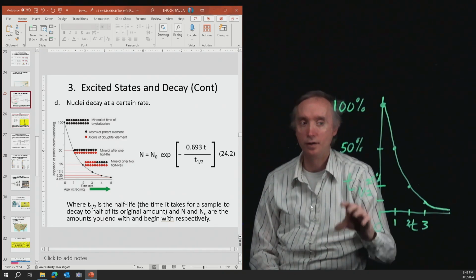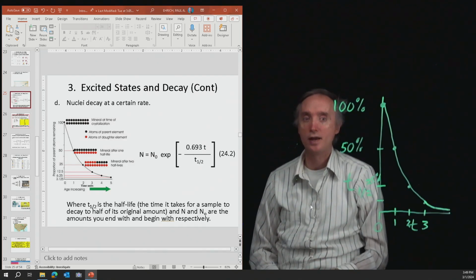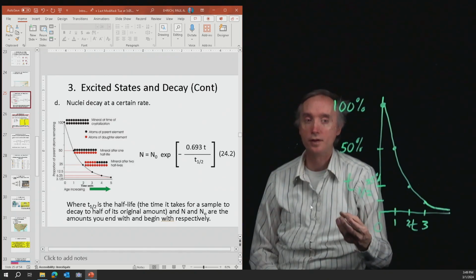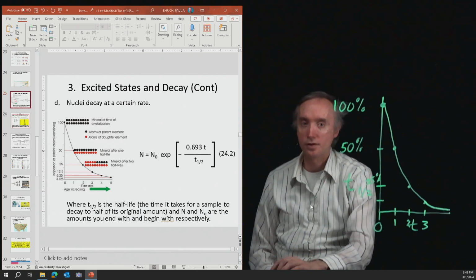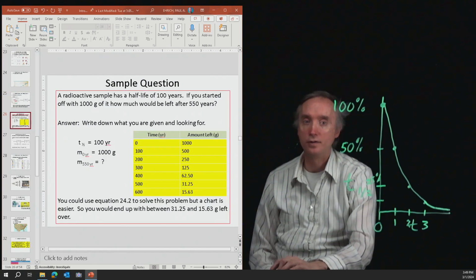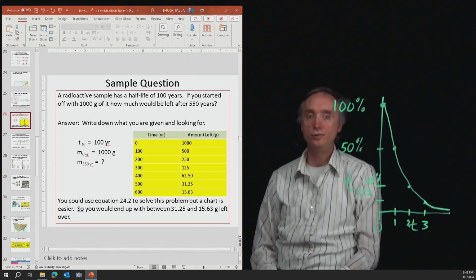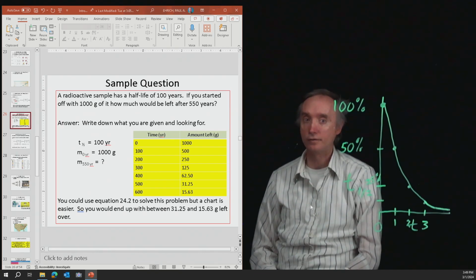Now, every radioactive substance has its own half-life. So it depends on what the radioactive substance is as to what its half-life is. So here is an example of how we might use both the formula and a graph.